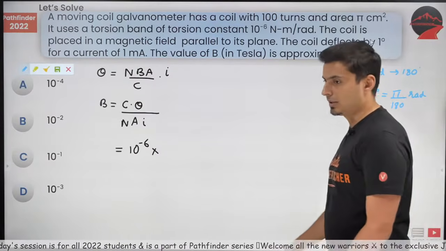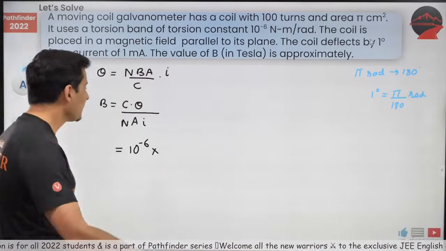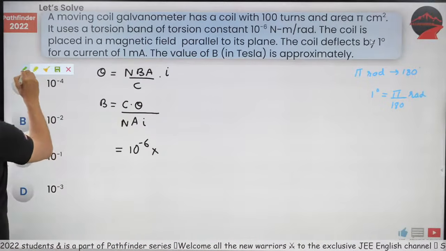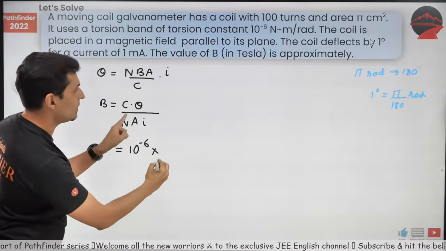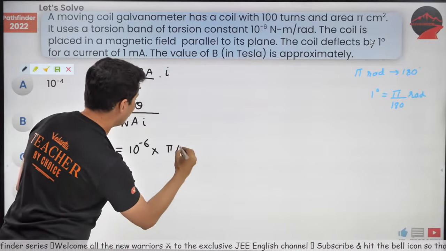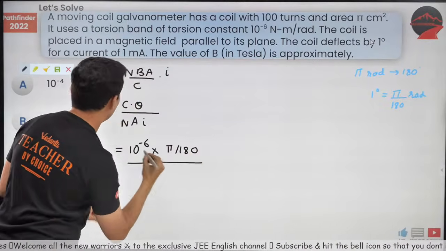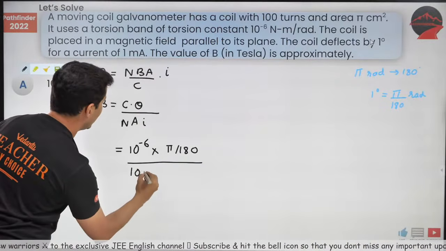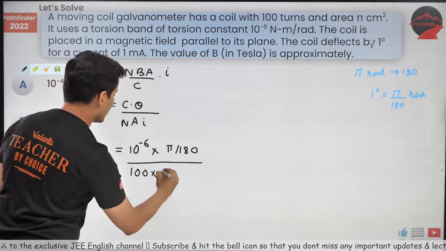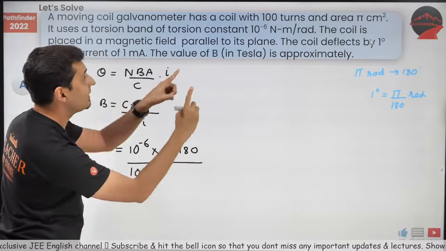Okay. Perfecto. Now what you need to do? You just need to put the value of theta over here. And what is that theta? Theta is pi divided by 180, and over here number of turns. What is the number of turns? It is 100. What is the area? It is pi centimeter square.